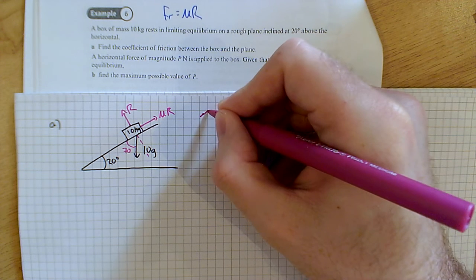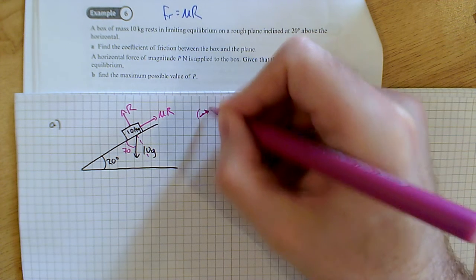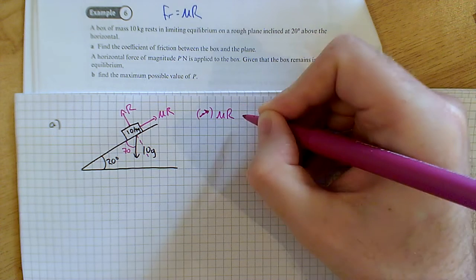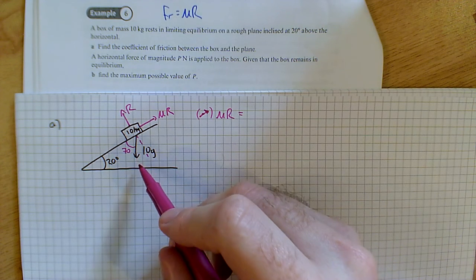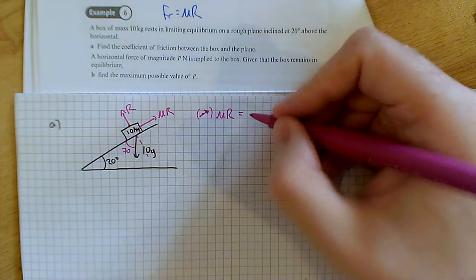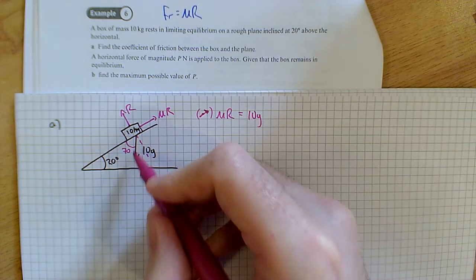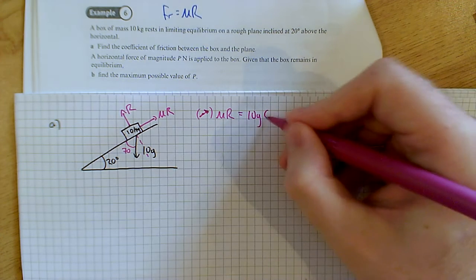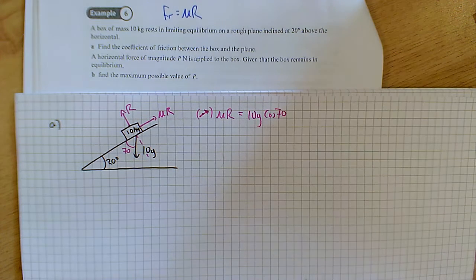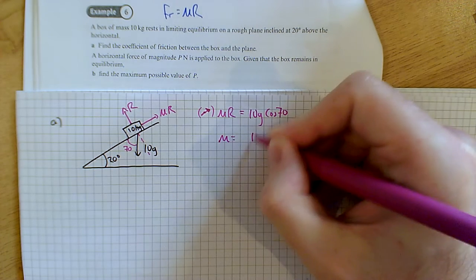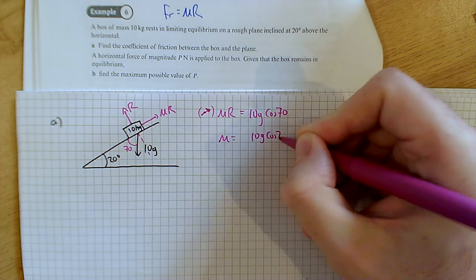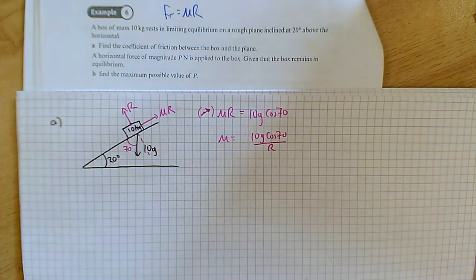So to do that, I'm going to resolve up the way. So this will give me that mu R is equal to, and then what's pulling it down? Well, it's a 10g force, but it's at an angle of 70. We go through the 70 to get to the horizontal. This is 10g cos 70. Unfortunately though, I don't know either mu or R. I'm trying to get mu, so we know that mu is 10g cos 70 divided by R. But that doesn't give us mu because we don't know R.